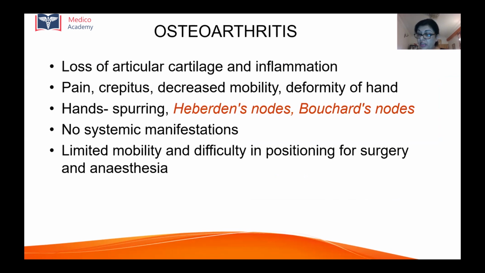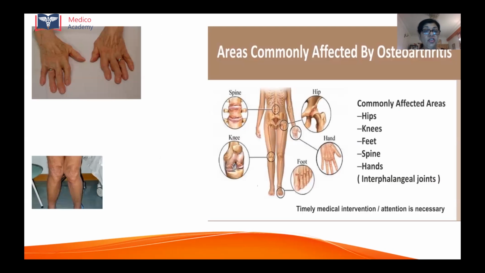It may manifest itself clinically in the form of pain, crepitus, decreased mobility, and deformity of the hands. In hands, there may be spurring, there may be Heberden's nodes, that is swelling of the distal interphalangeal joint, and of the proximal interphalangeal joint in the form of Bouchard's nodes. There are however no systemic manifestations of this disease. Only limited mobility and difficulty in positioning for surgery and anesthesia has to be noted. These are the areas which are commonly affected, and these are the Heberden's and the Bouchard's nodes.